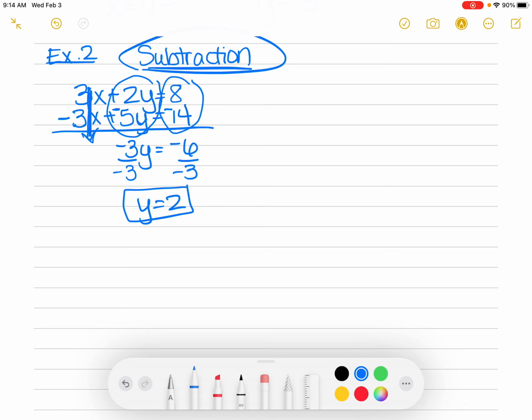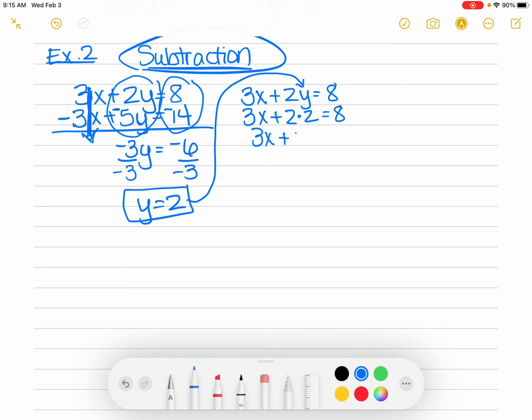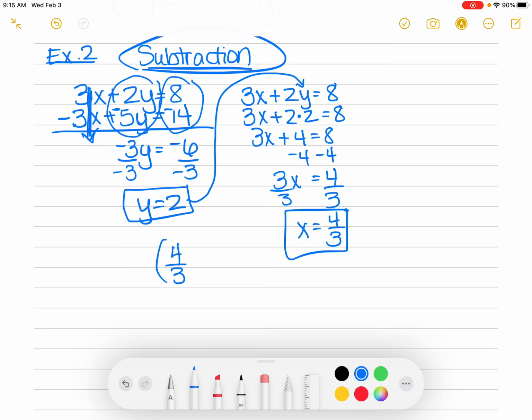Okay, now that I know what y is, I'm going to put it into my first equation. So I'm going to put that 2 in place of y, right? So this 2 is in place of y, because that's what y equals. And now I'm just going to solve the equation. So I get 3x equals 4 divided by 3, and my x is 4/3. So my answer for this problem is 4/3 and 2.